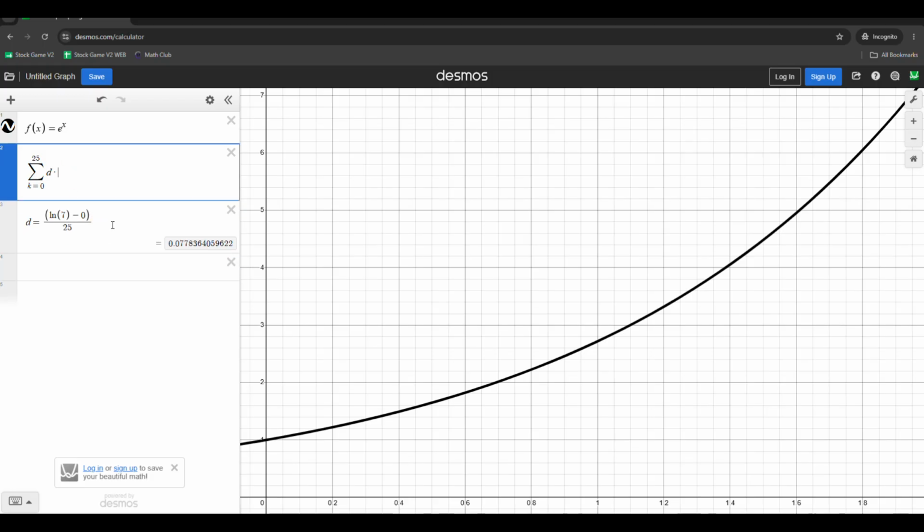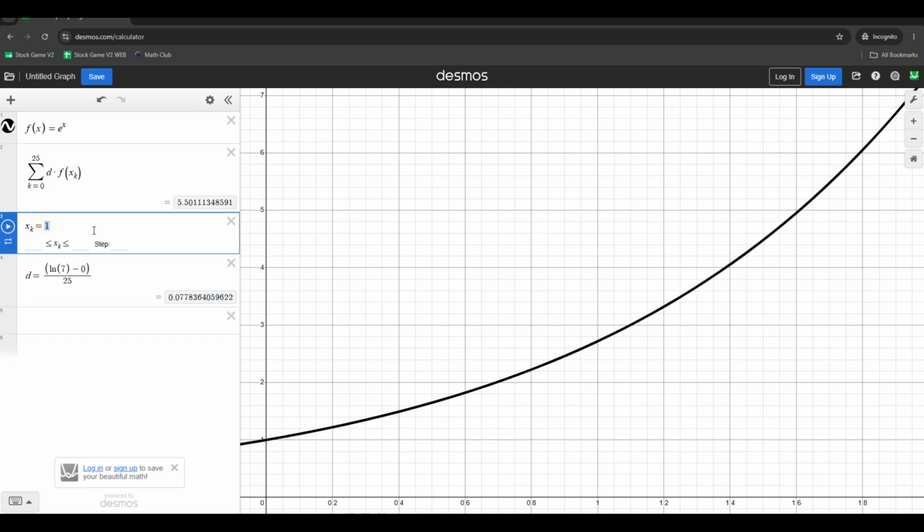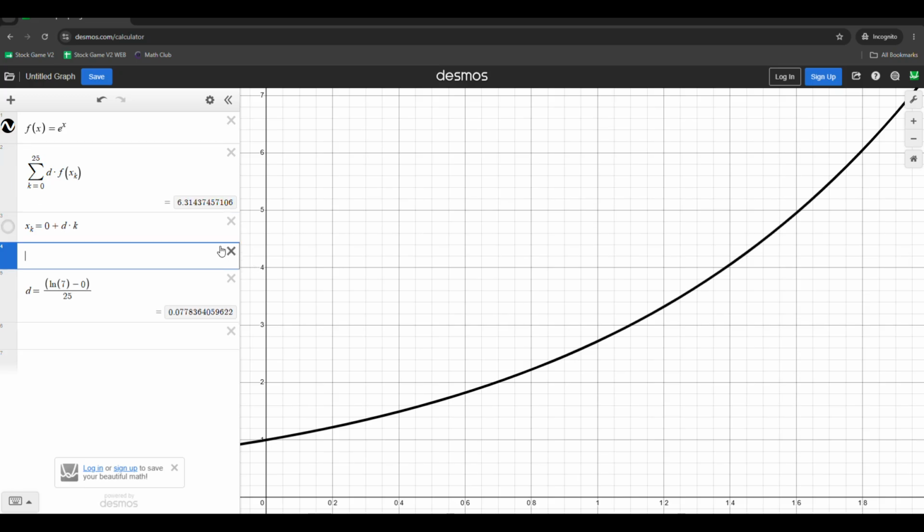And we're going to multiply that base by f of x sub k. But now we have to define what x sub k is. So let's say that x sub k is going to be 0 plus d times k. Now, if you take a look at this, what you're going to find is you just get an actual number.